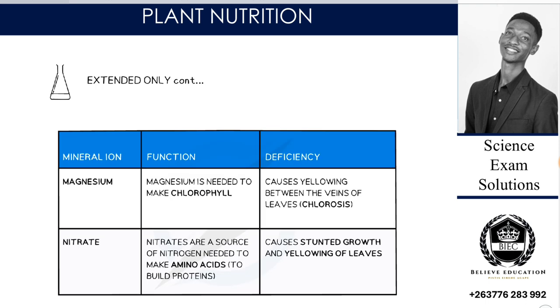Then we have mineral ions and their deficiencies to wrap up. So magnesium is needed to make chlorophyll, and its deficiency causes yellowing of leaves between the veins, which is chlorosis. Then nitrate ion or nitrogen is needed. Nitrates are a source of nitrogen needed to make amino acids to build proteins. So its deficiency would cause stunted growth and yellowing of leaves.